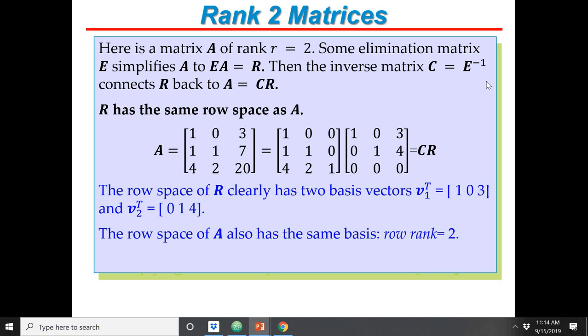So let me take these elimination matrices, which altogether I call E, and define the inverse matrix E inverse. I denote this matrix here as C. So obviously, if EA is equal to R, then A is equal to C times R, and the C matrix is given by what you see in the equation: the matrix 1, 1, 4, 0, 1, 2, 0, 0, 1.